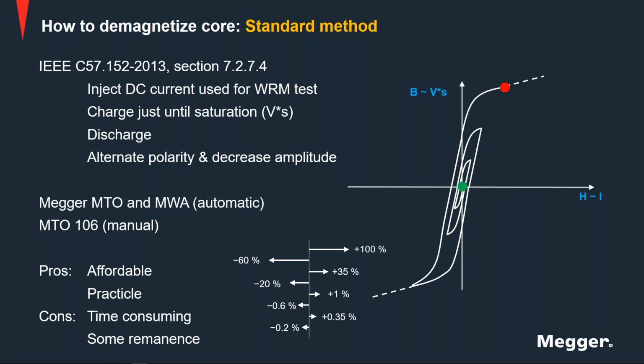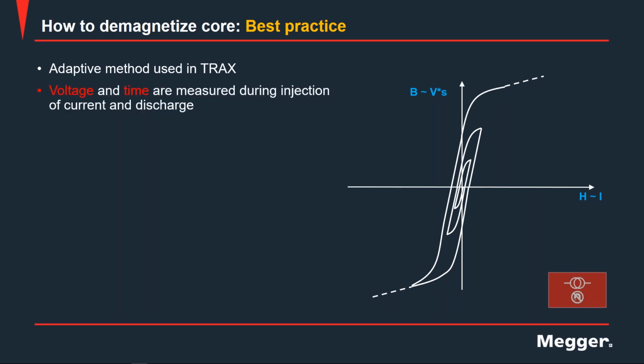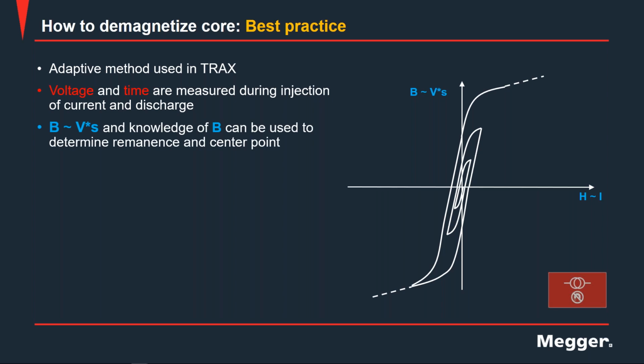So there is another method of transformer demagnetization, which we will refer to as our best practice, which is called the adaptive method, and this is what is used in the TRAX unit. If we look at voltage and time, if we measure those during the injection of current and discharge, the volt seconds gives us a knowledge of the flux density, and it can be used to determine the remnants that you started out with and the center point that you need to get back down to.